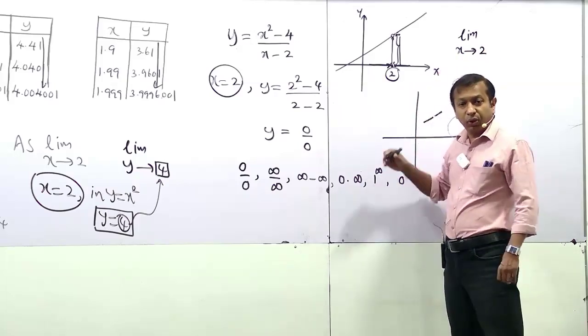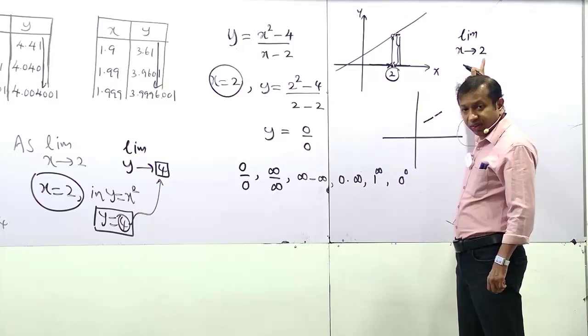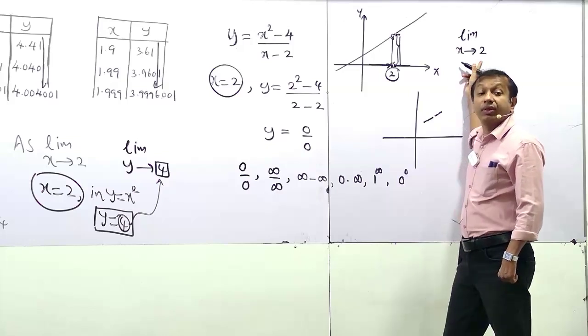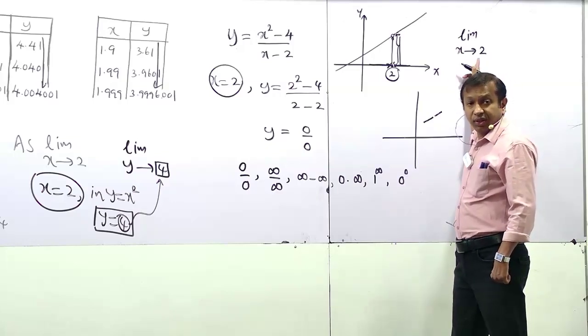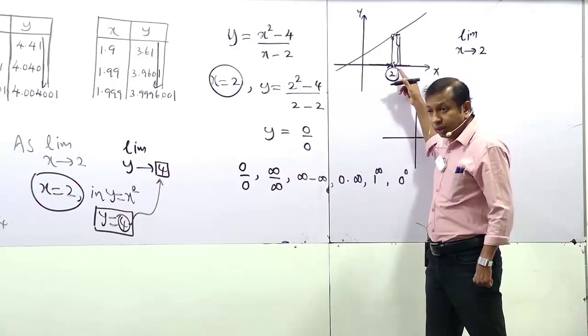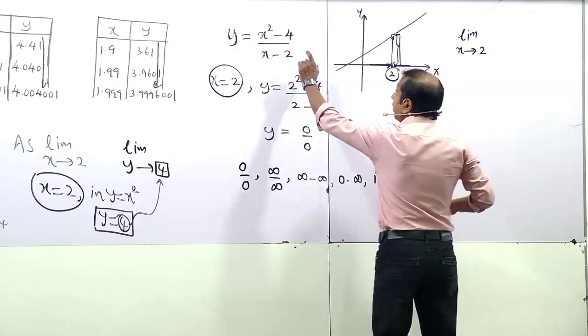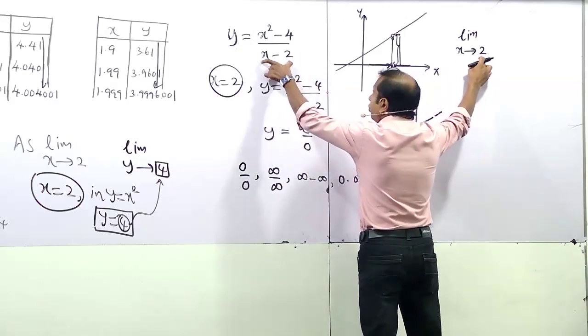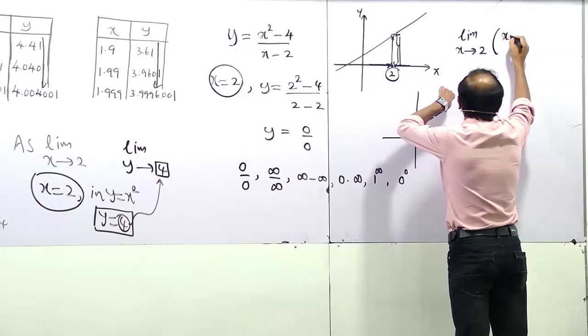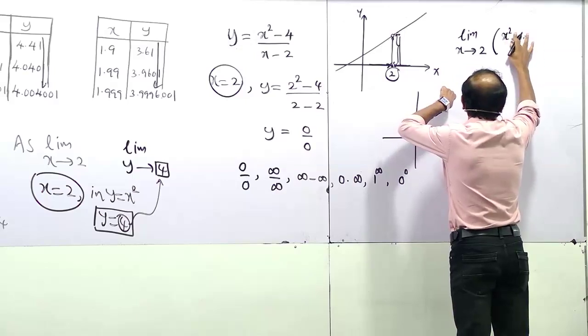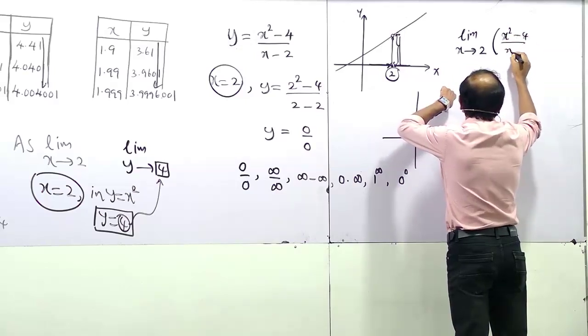I told you, limit x going to 2 means what? What are the 2 things? This says x coming to 2 on the right of 2 and on the left of 2. Then we need to find, as x goes to 2, the value of this, x squared minus 4, divided by x minus 2.